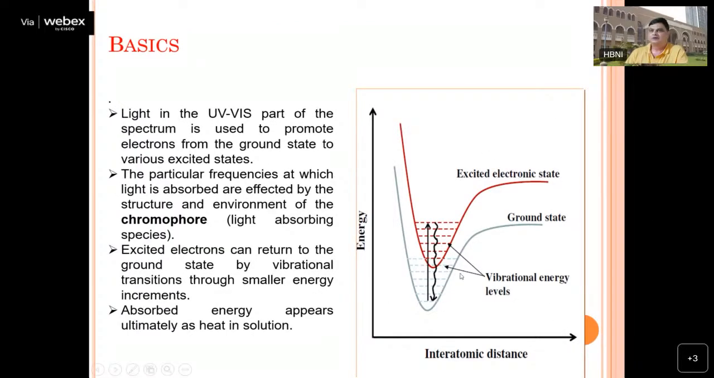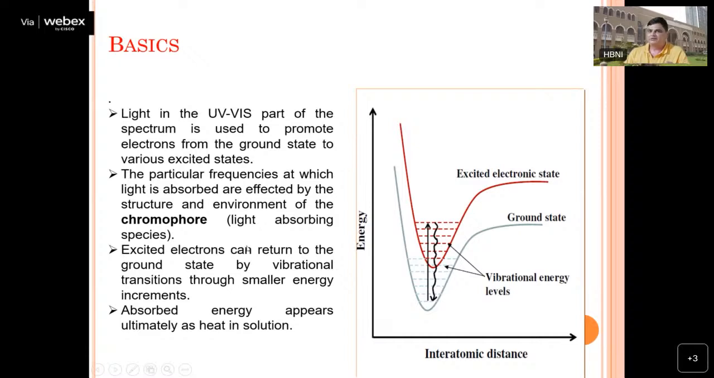And this is how, basically, the ground state electronic levels and then the excited electronic states are there, along with the various vibrational and rotational levels associated with them. So these are the transitions coming from those things. Light in the UV-visible part of the spectrum is used to promote electrons from the ground state to various excited states. The particular frequency at which the light is absorbed is affected by the structure and environment of the chromophore, that is, the light absorbing species.